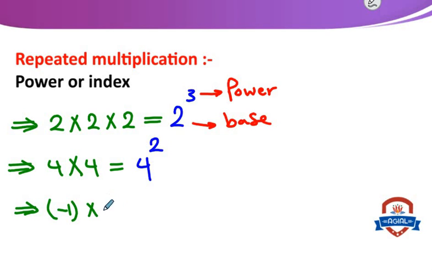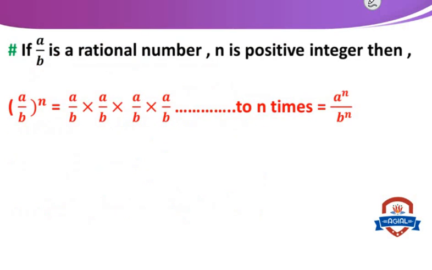Negative 1 times negative 1 times negative 1. This means negative 1 repeated 3 times. This means negative 1 to the power 3, or cubic of negative 1. Understand the meaning of repeated multiplication: it means power or index. 2 to the power 3, 4 to the power 2, negative 1 to the power 3.